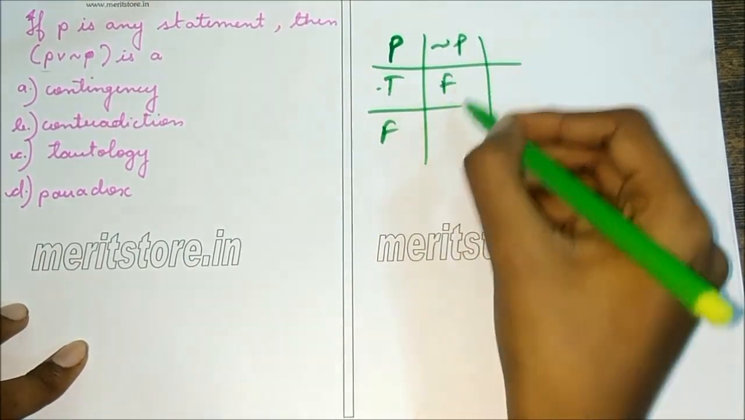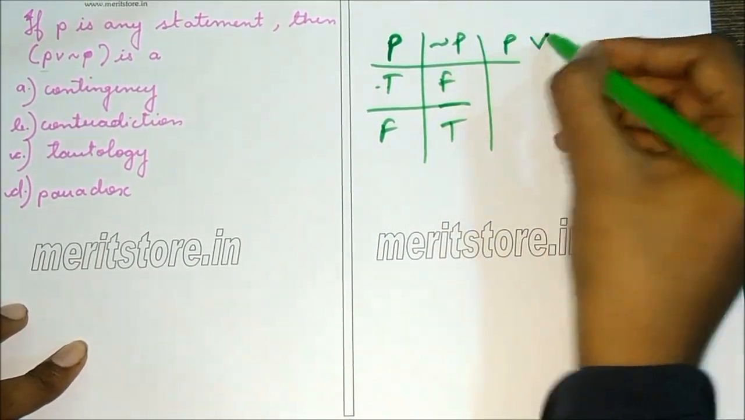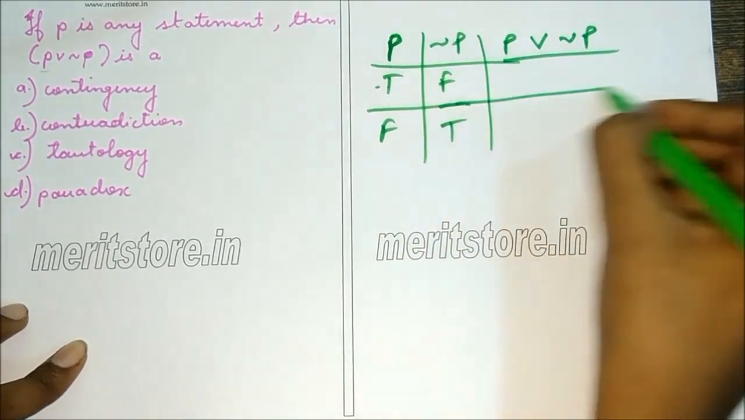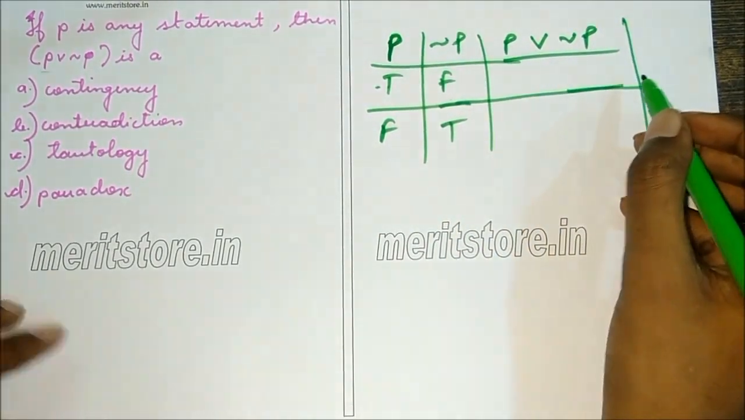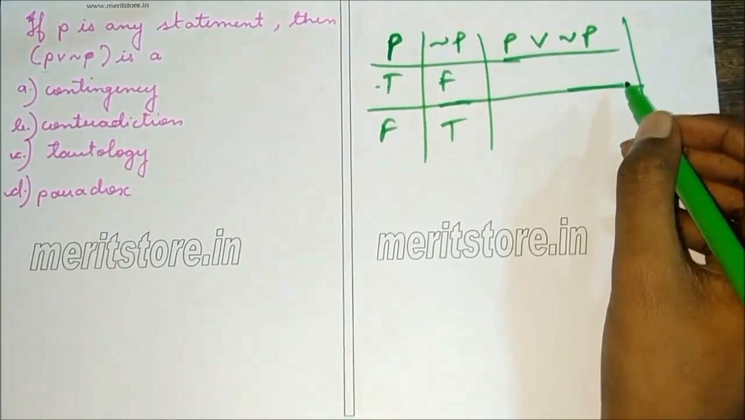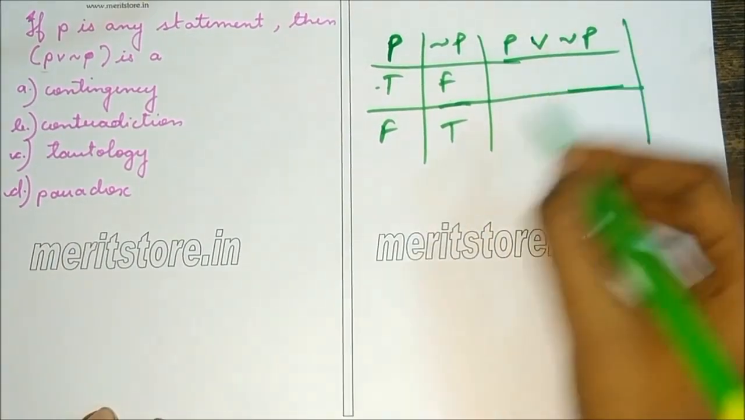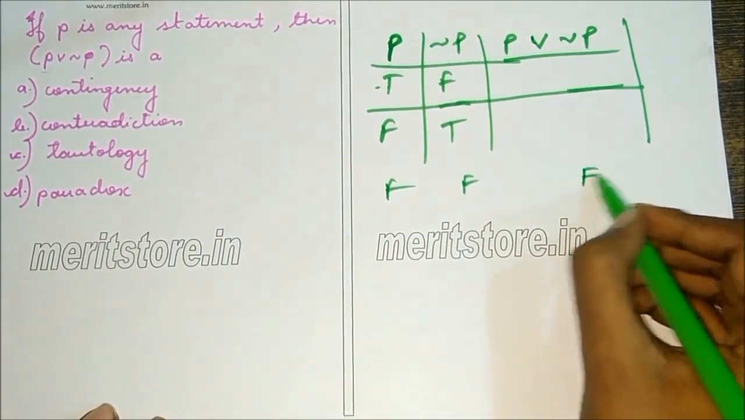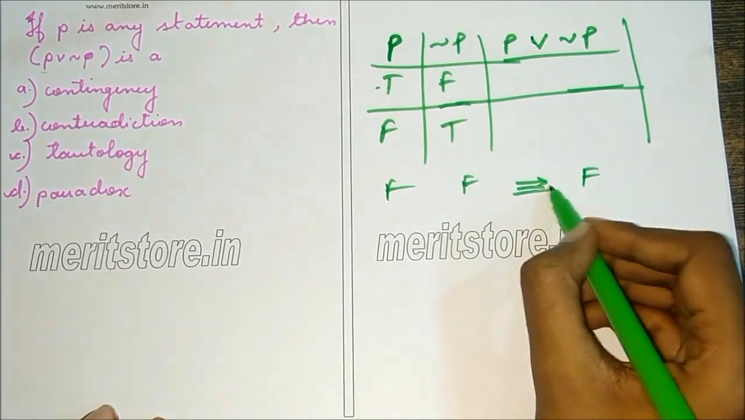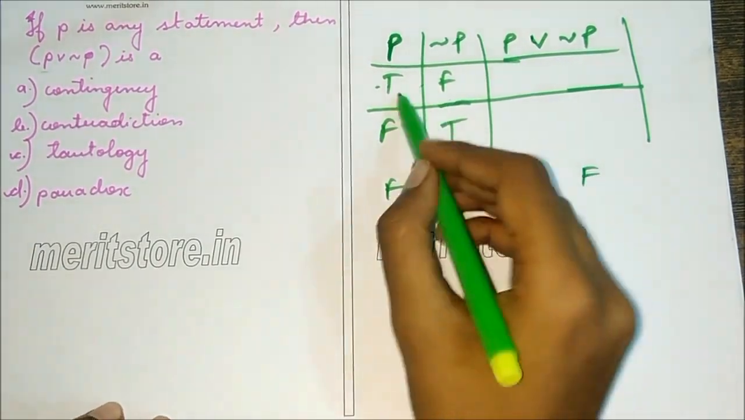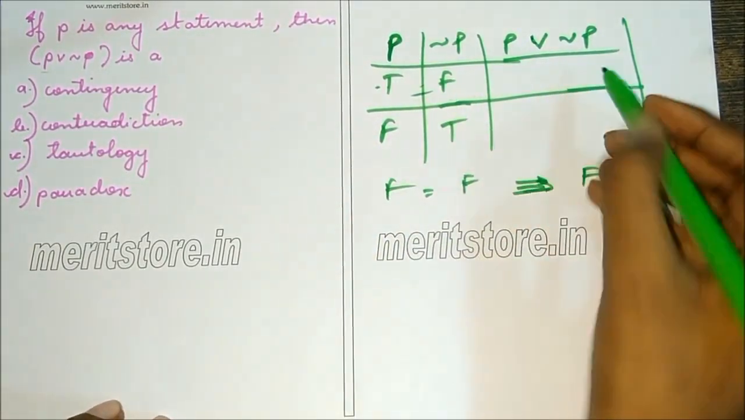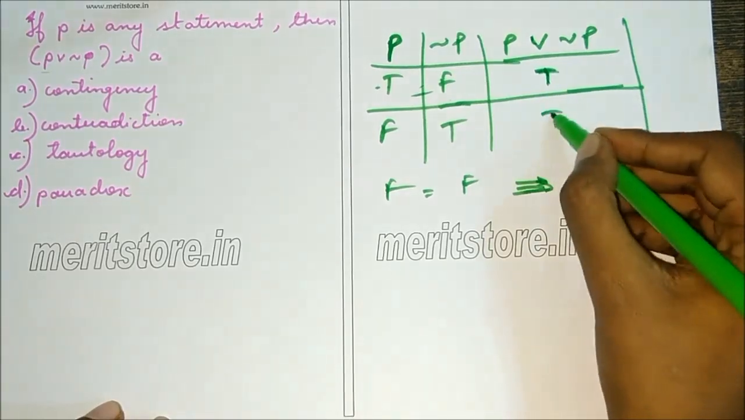Negation P will be false and true. So P or negation P is... The condition for our statement is that FF is F, and everything else is true. In this case there is no FF, so the values are all true.